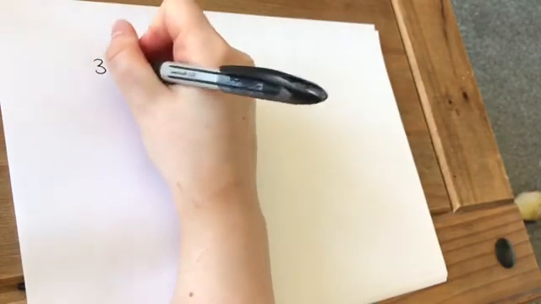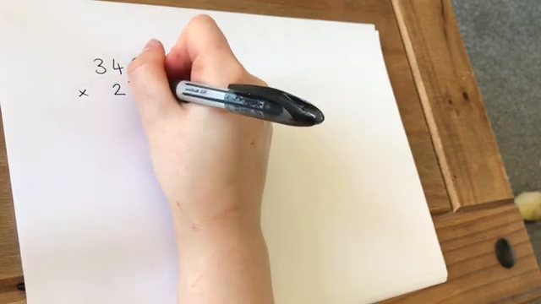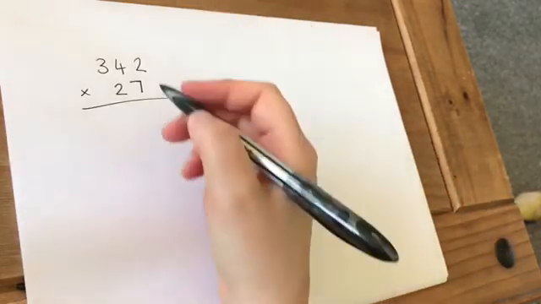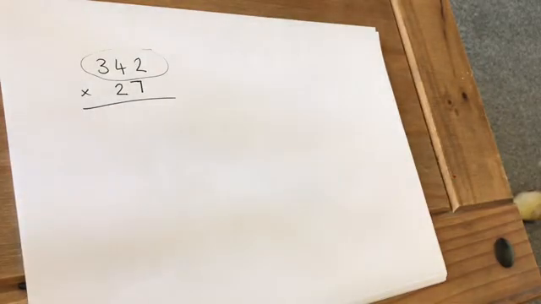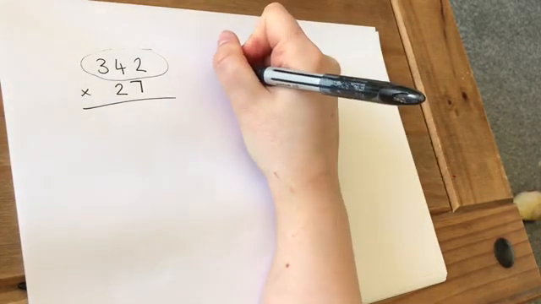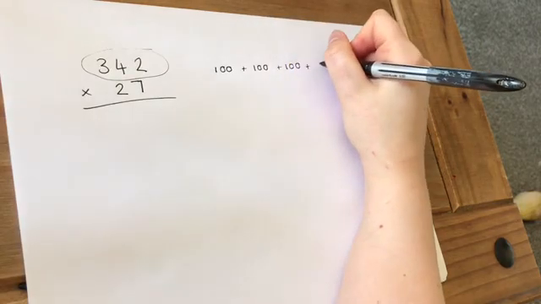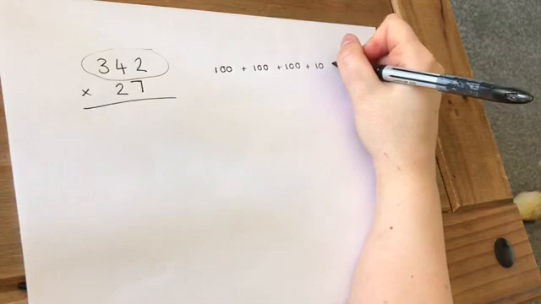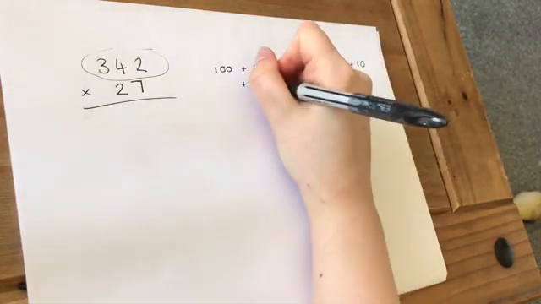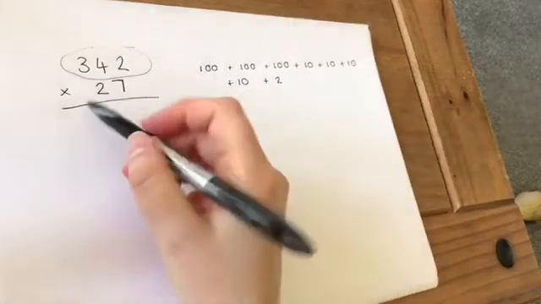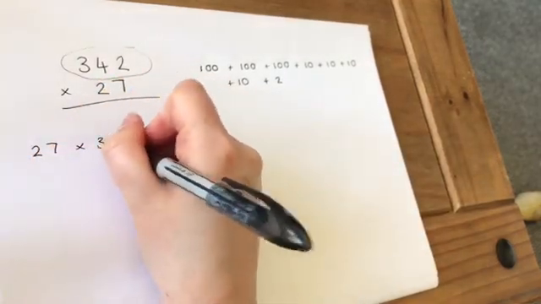If we want to do a three-digit number times a two-digit number, it's exactly the same. So let's just pick 342 times 27. That's going to be our sum. Now, what I'm going to do is take the bigger number for this one and chunk it. So 342 would be 100 plus 100 plus 100 plus 10 plus 10 plus 10 plus 10 plus 2. So we partitioned that number there. So 27 times 342.